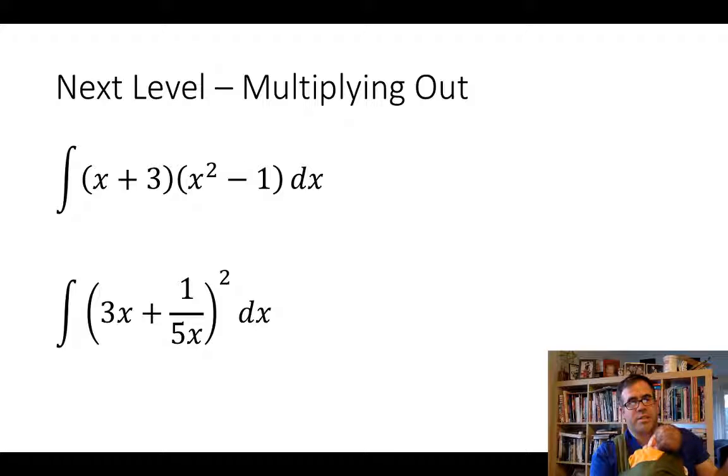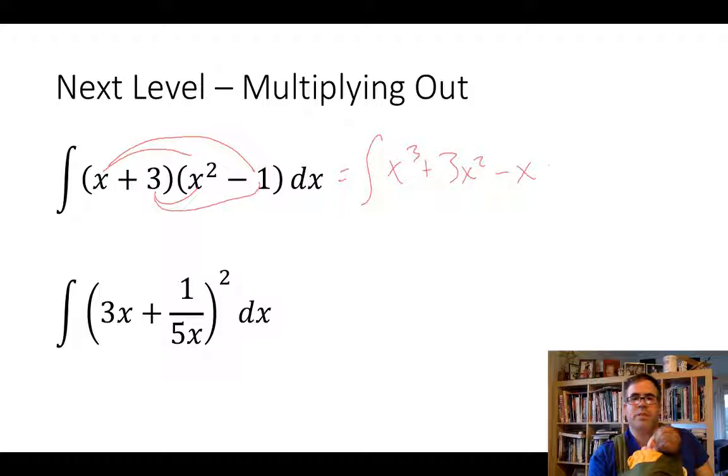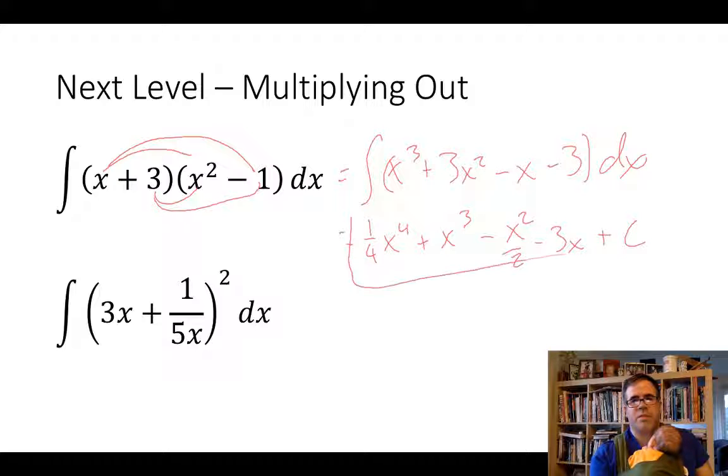That doesn't fit anything on our sheet, so we're like, I don't know. Well, if you multiply out using the distributive property, you get the integral of x to the third plus 3x squared minus x minus 3 dx. And then this can be integrated term by term. So that becomes 1/4 x to the fourth plus x to the third minus x squared over 2 minus 3x plus a constant. Kind of a mess, but you know, we got there.